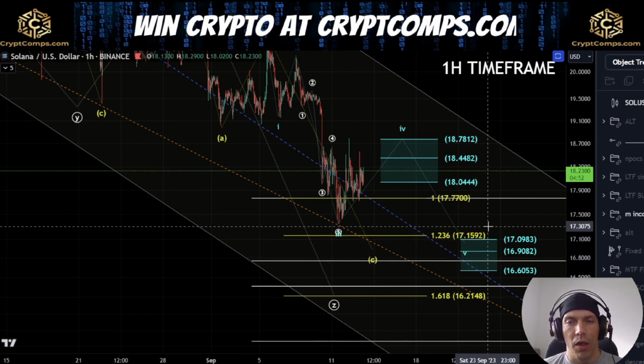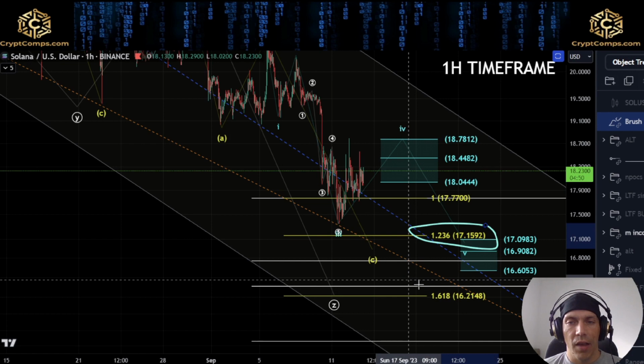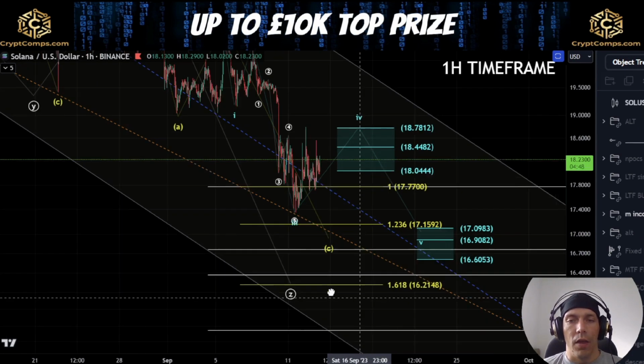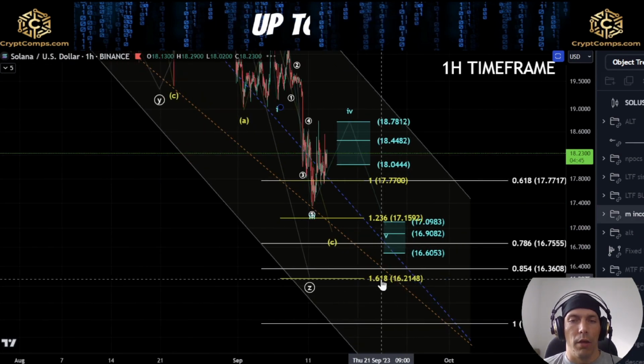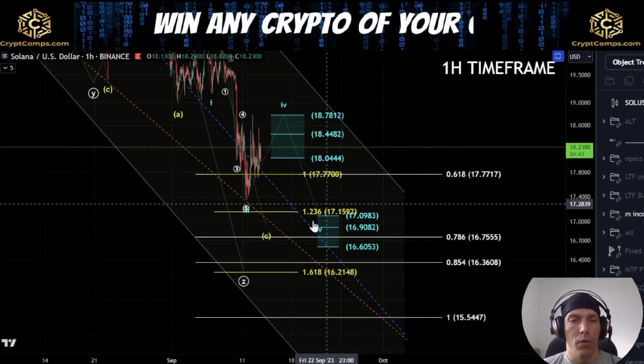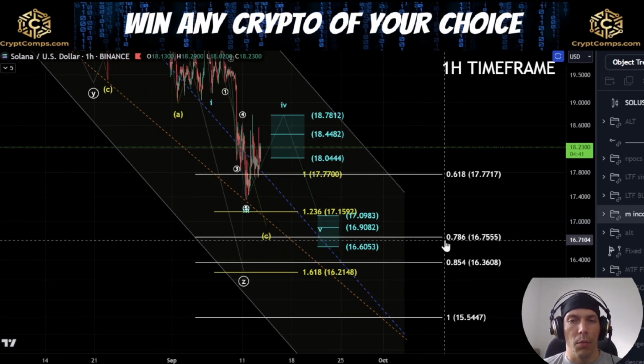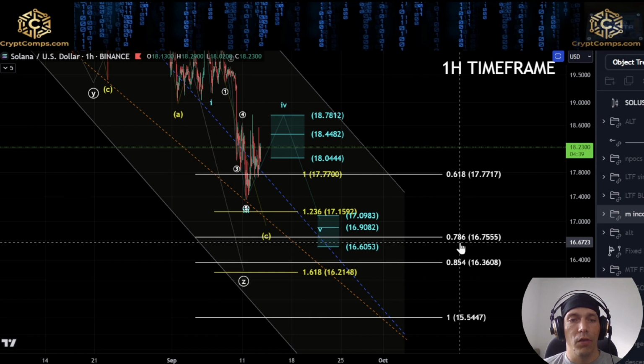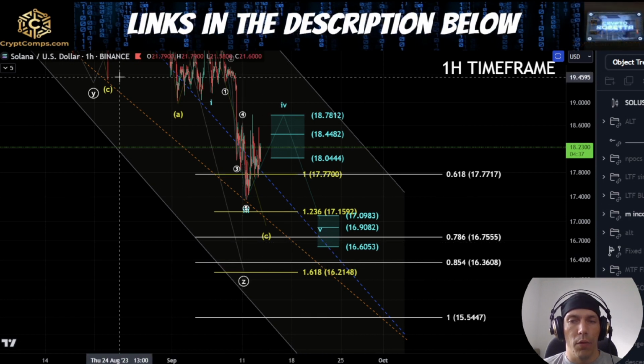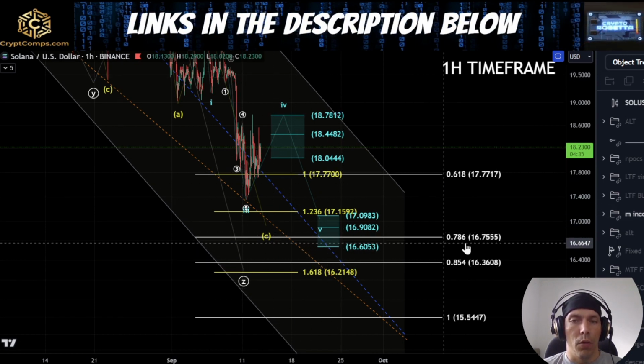Some other targets I'd be keeping an eye on would be this 1236 at this 1715, and then even this 1.618 level lower down here. This target box that we currently have would align with coming into the 0.786 of the W wave higher up. So we need to just be on the lookout for this.